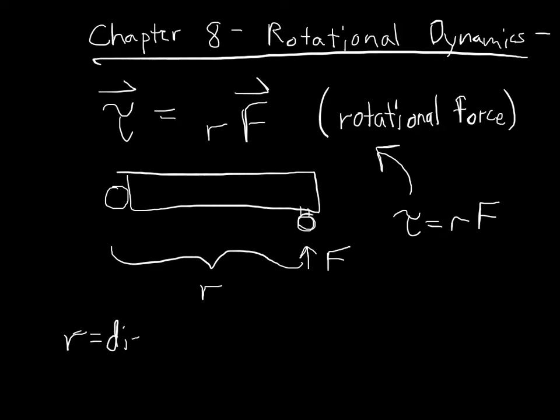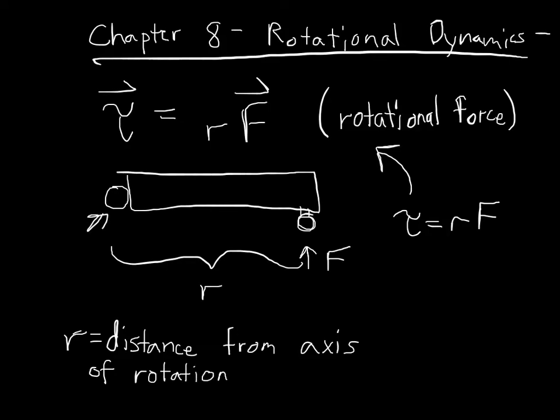is distance from an axis of rotation. In this case, for a door, the axis of rotation is the hinge. Hinge equals axis. And then F is how hard I push on the door, the force that I apply, how hard I push.